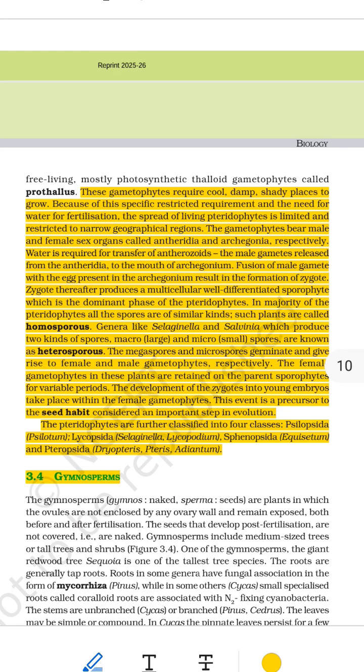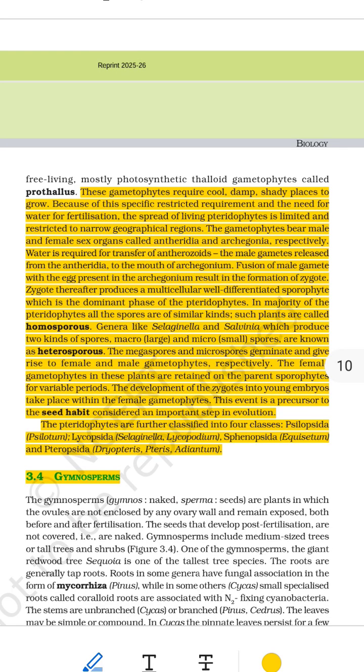Main features. 1. Main plant body. It is called a sporophyte. It has true roots, stem, and leaves. Leaves can be small, microphylls, e.g. Selaginella, or large, macrophylls, e.g. ferns. The plant body has vascular tissues to carry water and food.